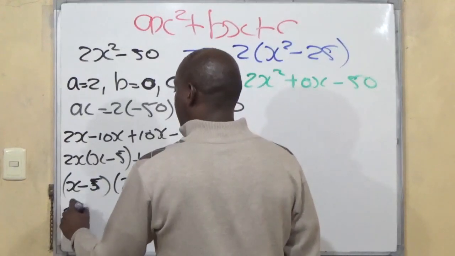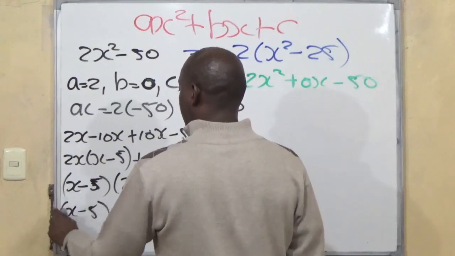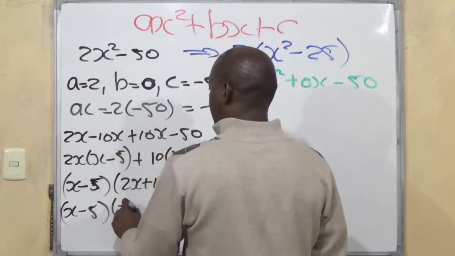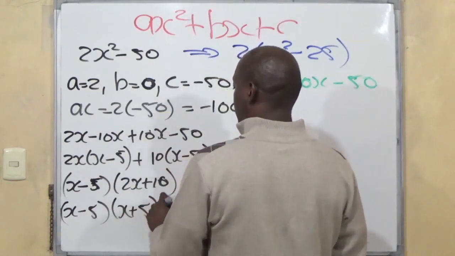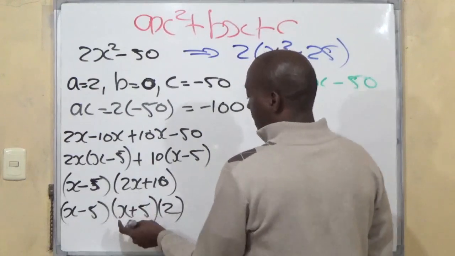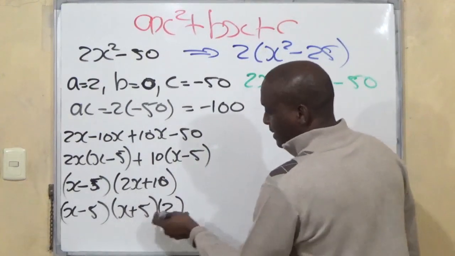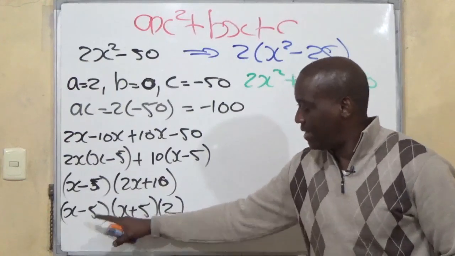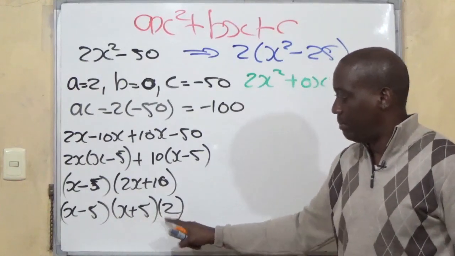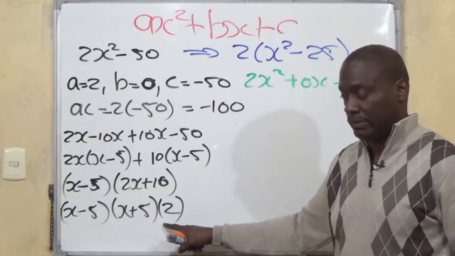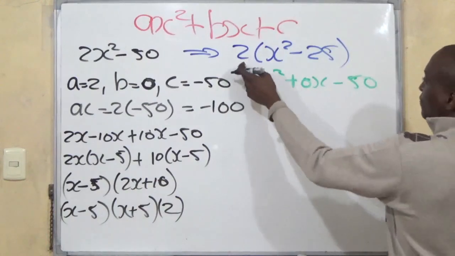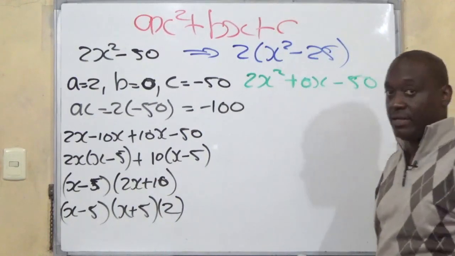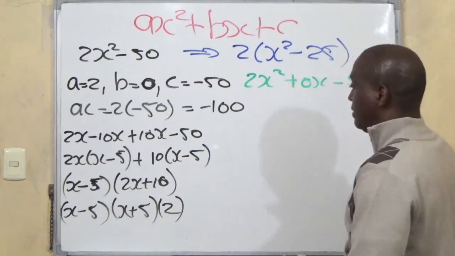Which would be x minus 5 into x plus 5 by 2. I just put the 2 on the outside, right? 2x plus 10 is the same thing as x plus 5 multiplied by 2. So this will be x minus 5 into x plus 5 multiplied by 2. Remember, we have 2 into x squared minus 25 here. You'll see the significance of that in a little bit.